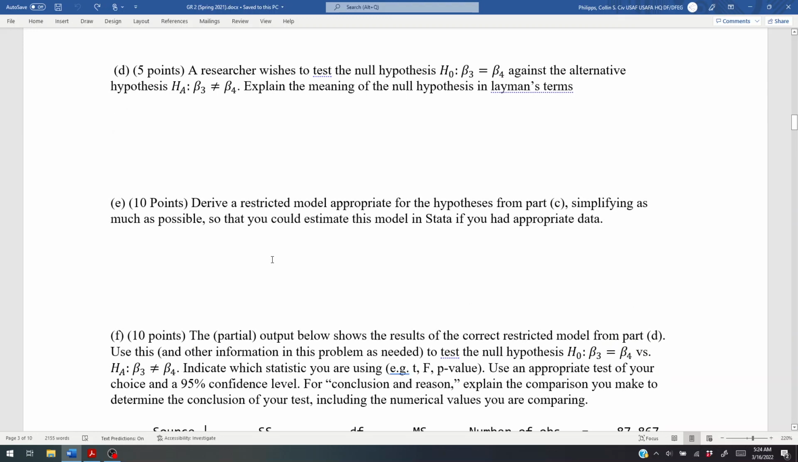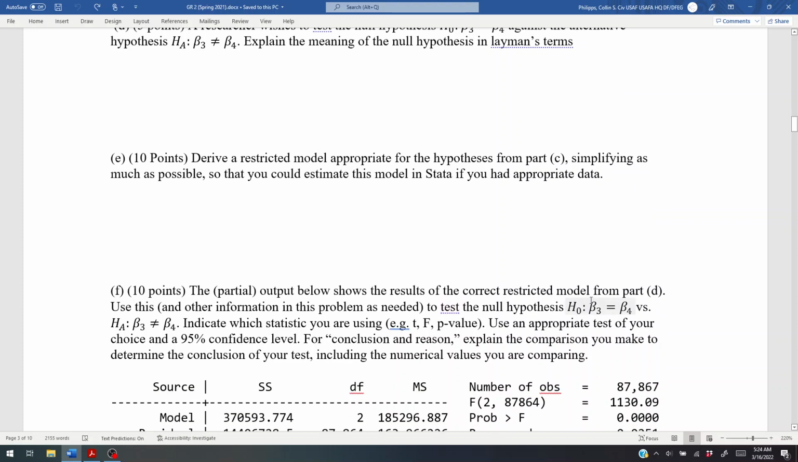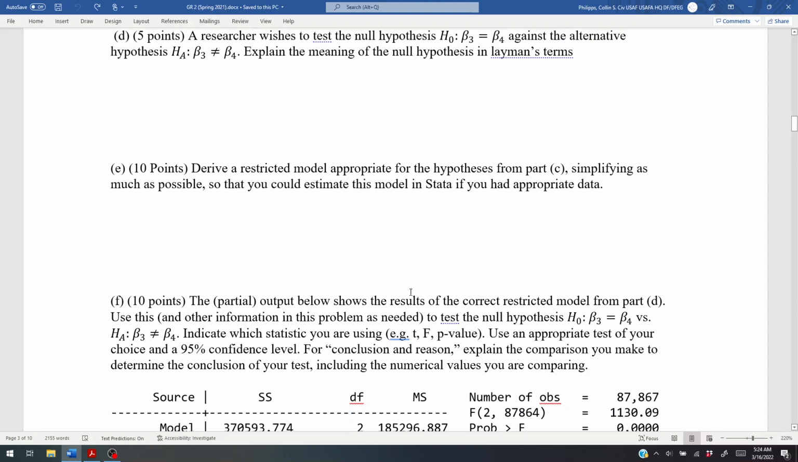Derive a restricted model appropriate for the hypothesis from part C, simplifying as much as possible so that you could estimate this model in Stata if you had appropriate data. Here's what we do, right? I've got a null hypothesis. I need a restricted model. And as you can imagine, there's going to be something about an F-test, right, in the next step.